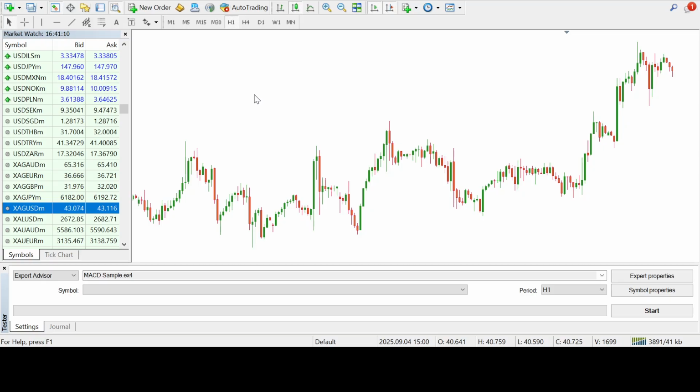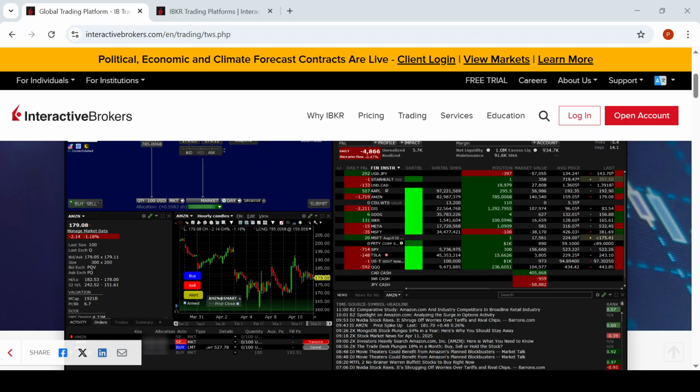Then the next platform we can use in trading the commodity market is known as the Interactive Brokers Trading Workstation. This is a platform that offers one of the most comprehensive commodity trading experiences available to retail traders. The platform provides direct access to commodity futures exchanges worldwide, offering everything from energy and metal to agriculture and livestock contracts. The TWS excels in providing institutional level tools to retail traders.